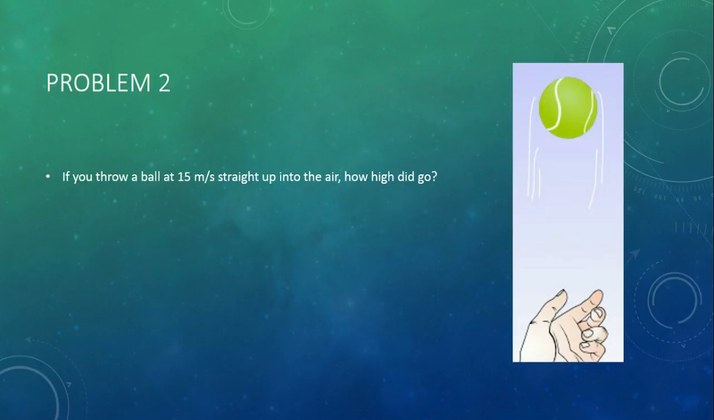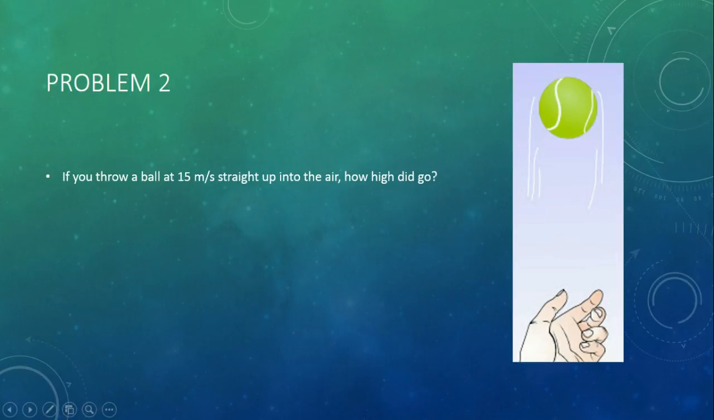This doesn't seem like a long problem, but you can actually pull out three variables from this. The first thing you know from the problem is you threw the ball 15 meters per second up. So what is that? Is that velocity, acceleration, displacement, time, final velocity?